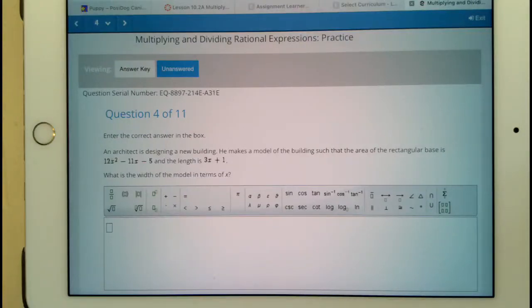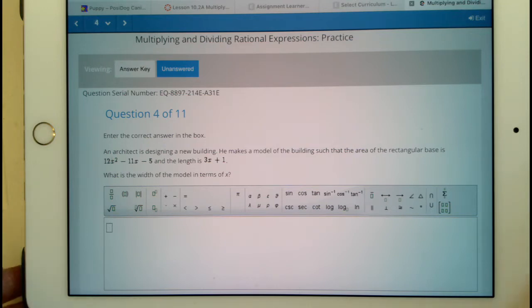An architect is designing a new building. He makes a model of the building such that the area of the rectangular base is 12x squared minus 11x minus 5, and the length is 3x plus 1. What is the width of the model in terms of x?